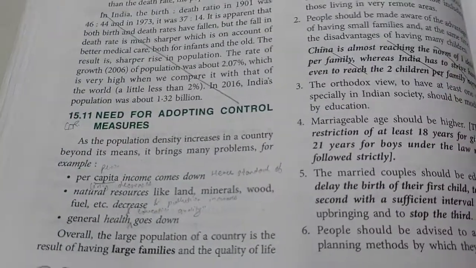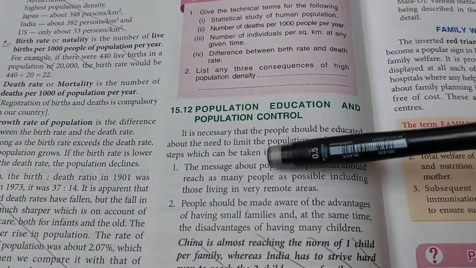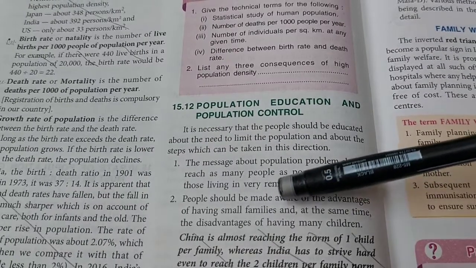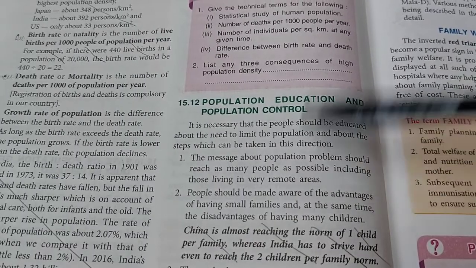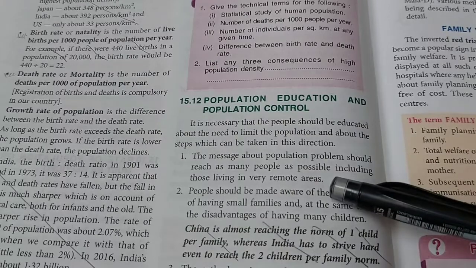How to control the population? First of all, the message should be spread far and wide, especially in remote areas and rural areas. Second, they should be informed about the advantages of having small children, small families. That is, less children. Max 2 would be ideal.